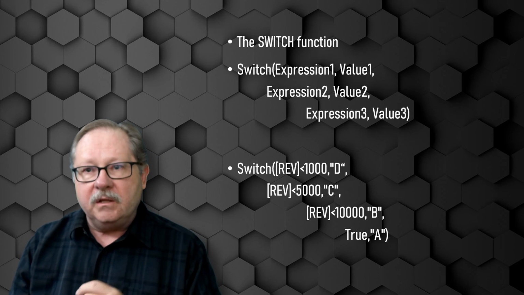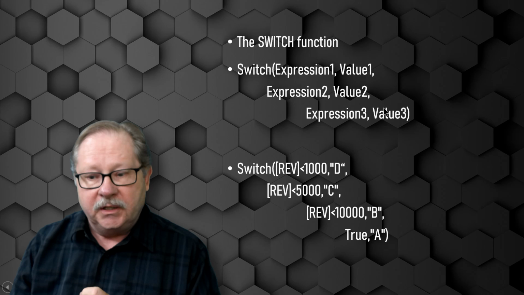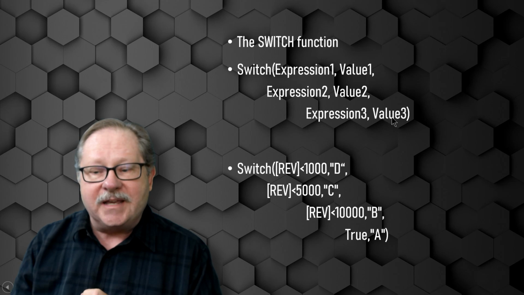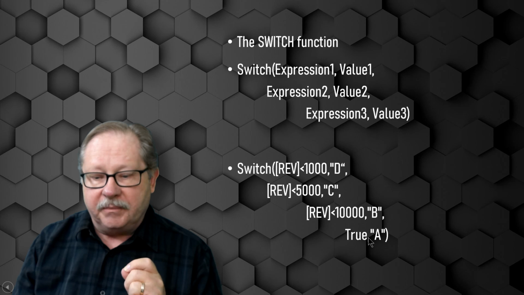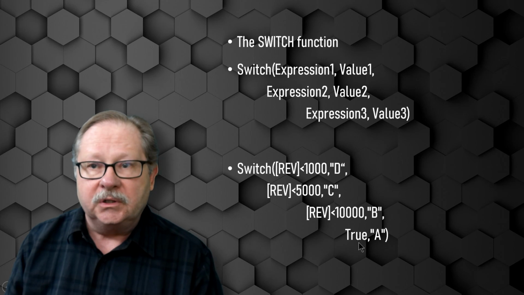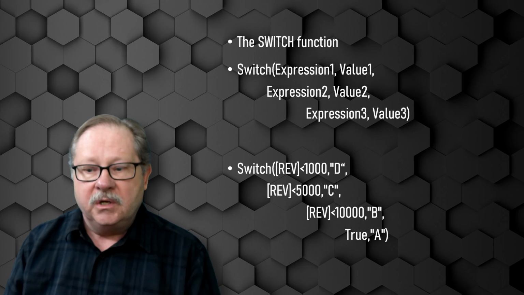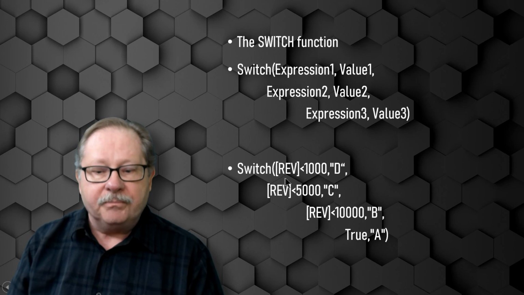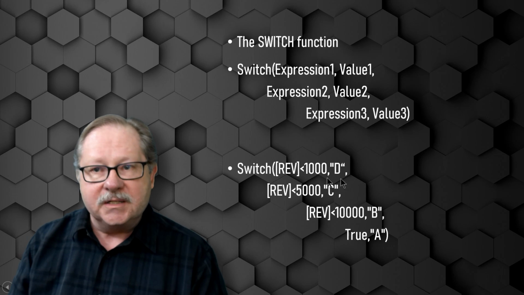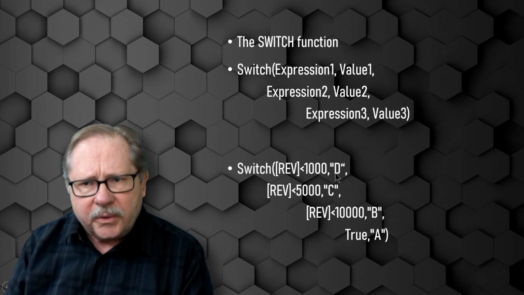Now, in order for value 1 to be chosen, this has to be true. Now, for value 3 at the end to be chosen, you then have to come down here and just put the word true, because true is true, right? So when it evaluates true, it evaluates to true, and then we'll give you that final entry. So here we go. Now we can take this and go anything less than 1,000, we're going to give it a D.